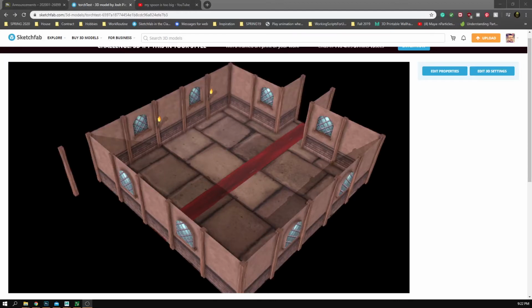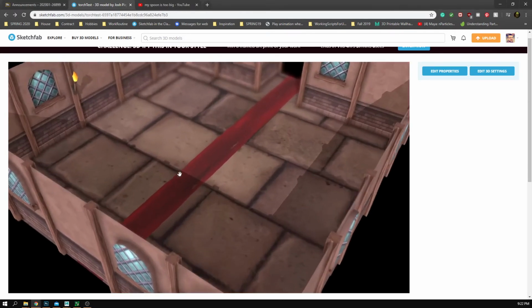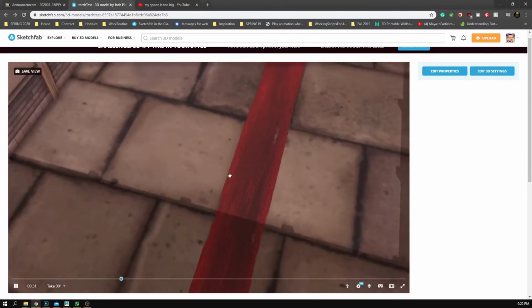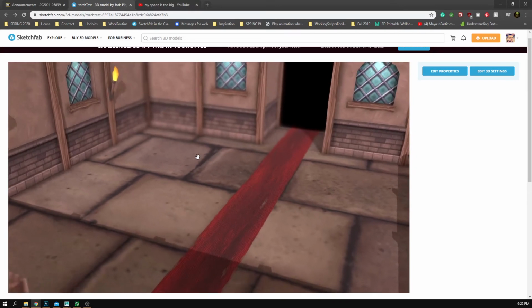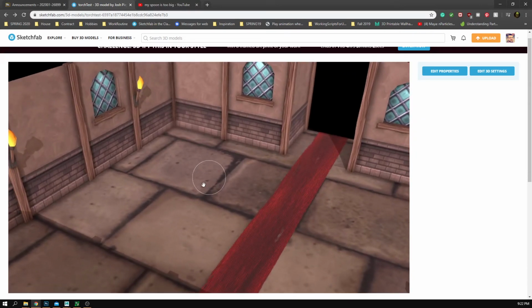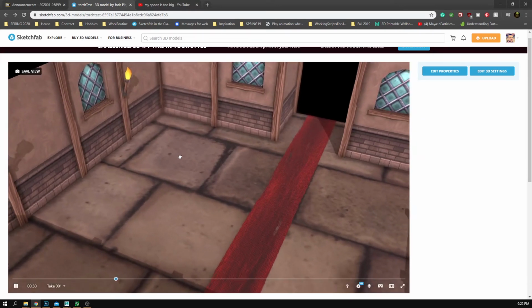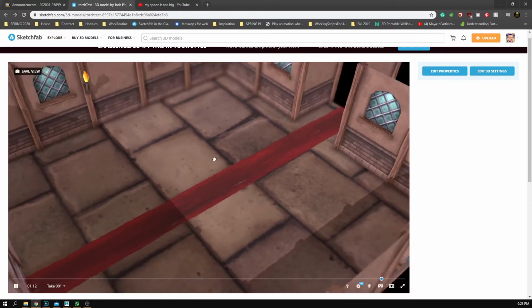My floor is too big. That was a terrible Don Hertzfeld impression here. So look at this. Look how big these stone tiles are. This is gigantic. Well, this has to do with how Sketchfab deals with repeating textures.